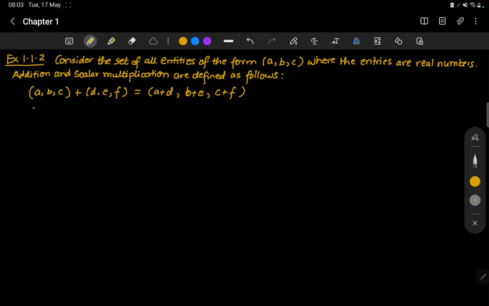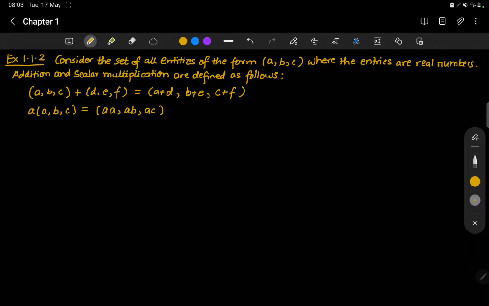Now for the scalar multiplication, we take a scalar and multiply by this entity. So what do we get? We get this. Fine. And all these numbers A, B, C, D, E, F, everything, all of these are real numbers, that is defined in the given question.